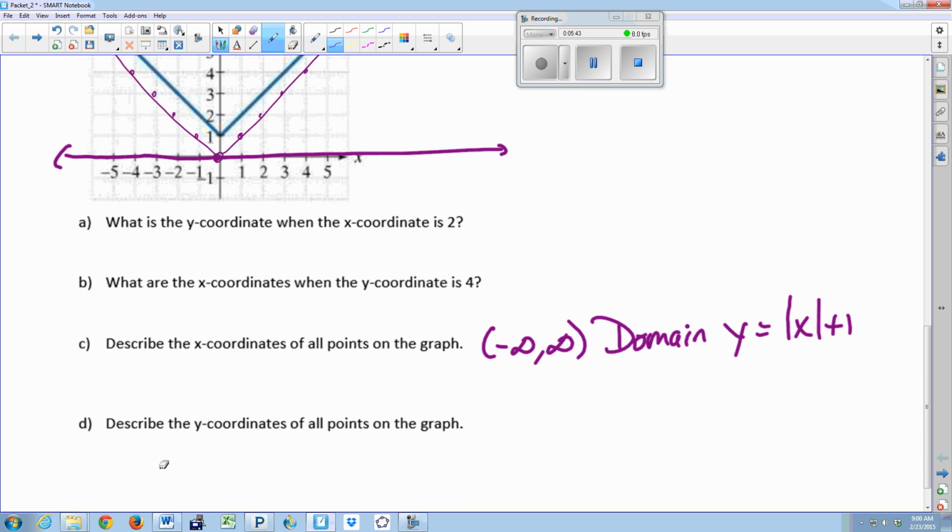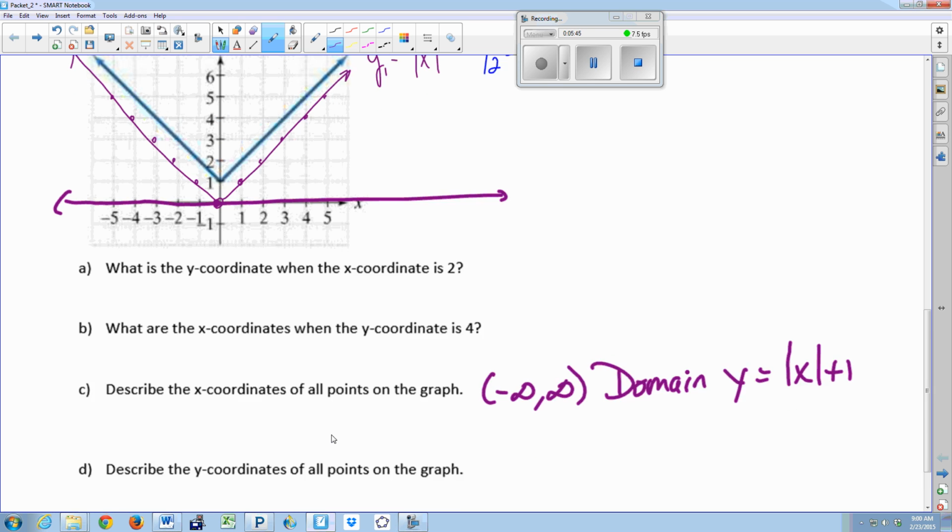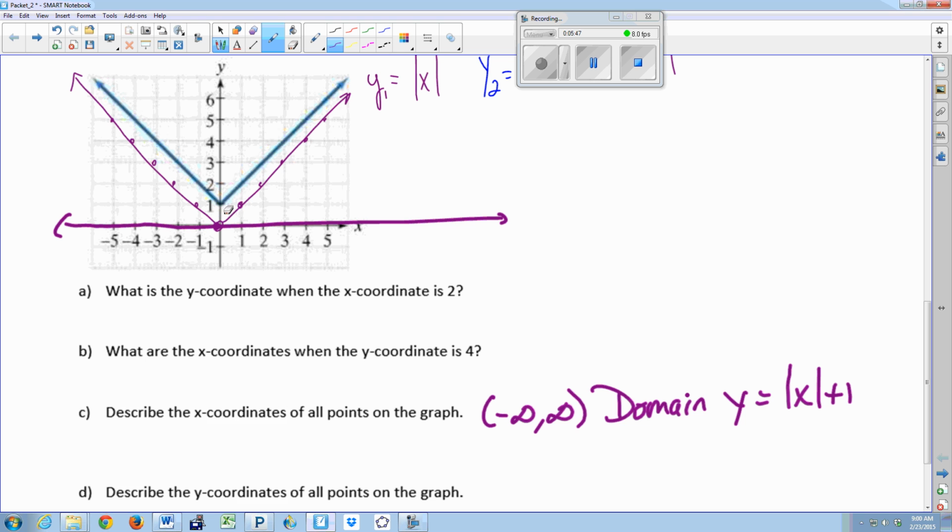Now, to describe the y coordinates of all the points, we see that we have a lowest y coordinate, don't we? And what is that? 1. So the y coordinates are going to start at 1, and it includes 1, so we use the staple idea. But there's no bound. It grows forever and ever in a positive direction.